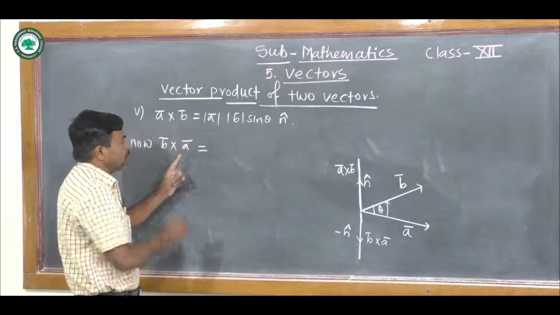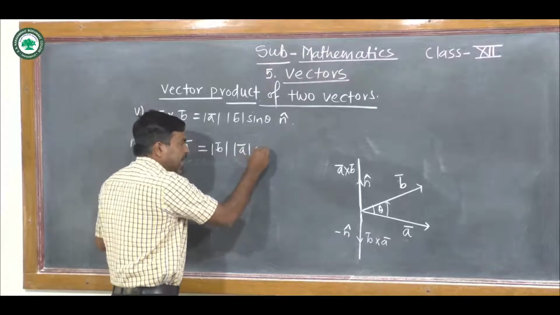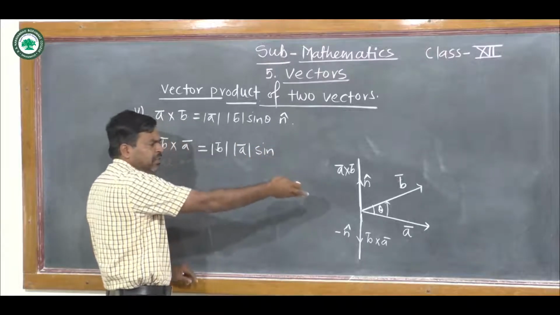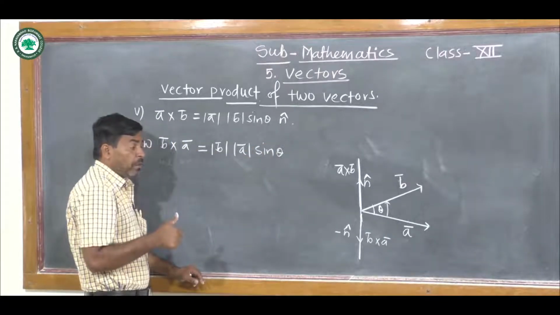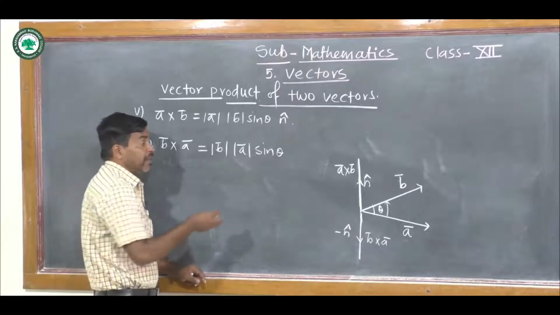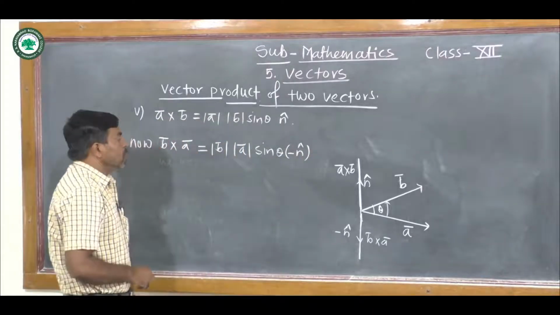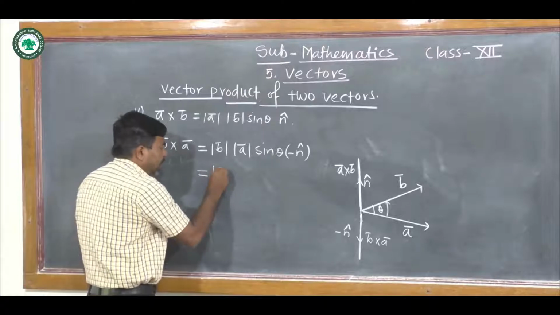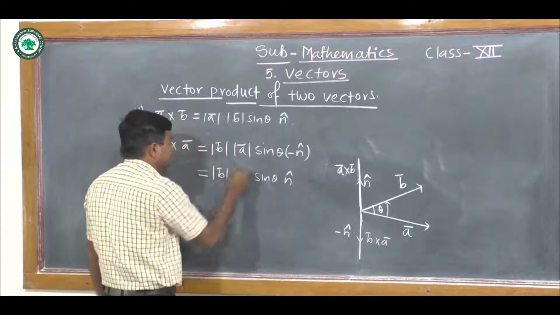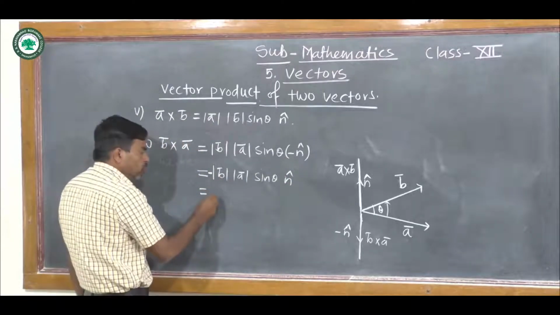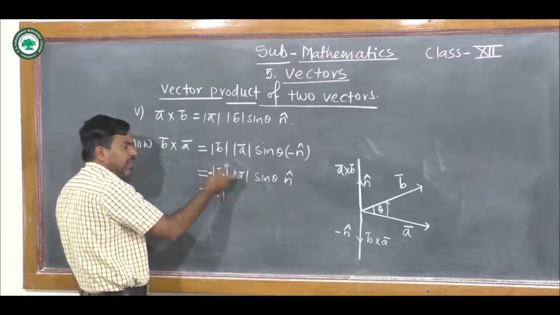So B bar cross A bar is equal to magnitude of vector B into magnitude of vector A into sine of angle between them. The angle between them is the same, that is theta. So sine theta into the unit vector perpendicular to B bar and A bar, and that is minus n cap. So which is equal to magnitude of vector B into magnitude of vector A into sine theta into n cap, and this minus sign can be shifted here. Magnitude of vector B and magnitude of vector A are scalars, so we can interchange their orders.